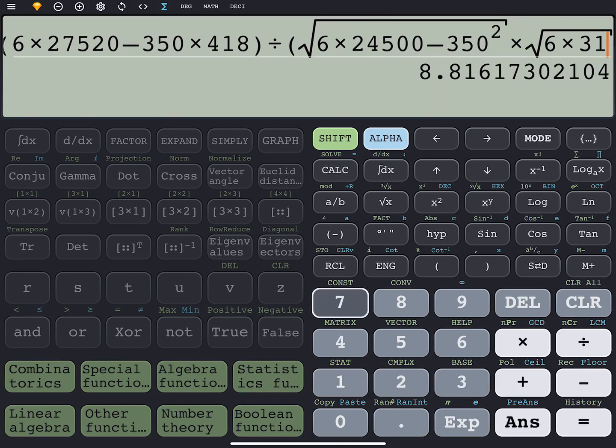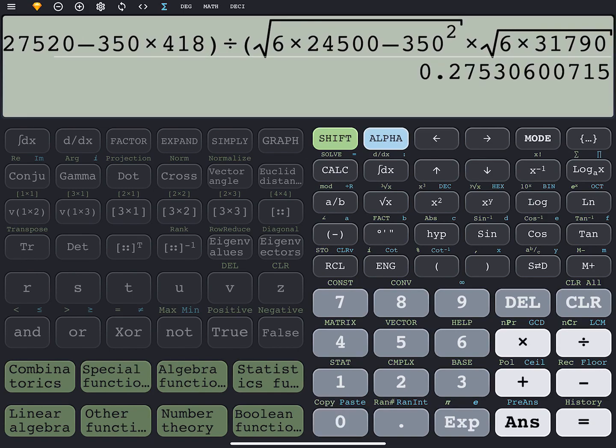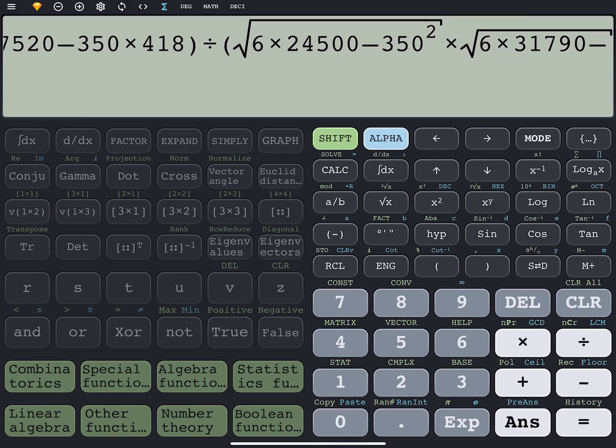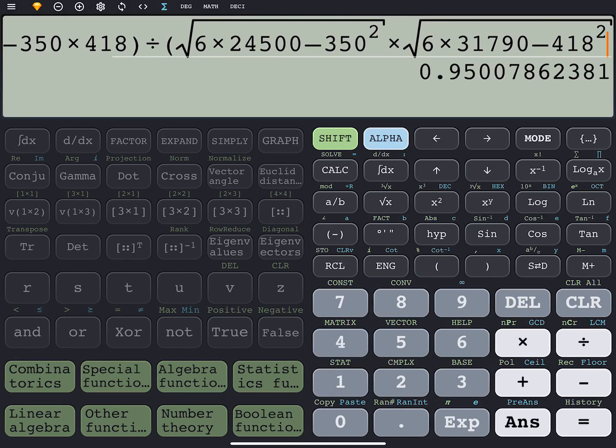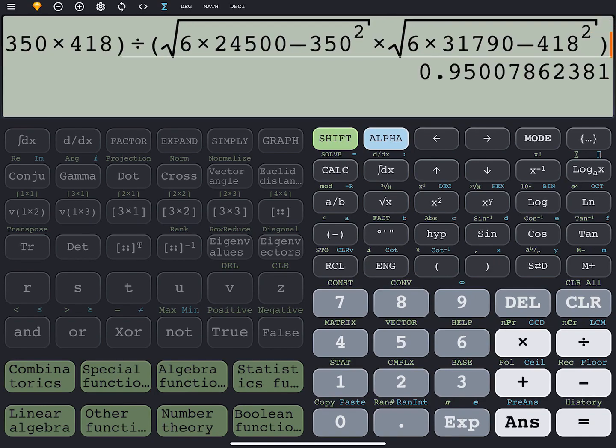31,790. Is that right? Minus what number? 418 squared. 418 to the second power. Is that right? So I have to get out of this. So I use my arrow key, and then I'm going to close this with the parentheses.